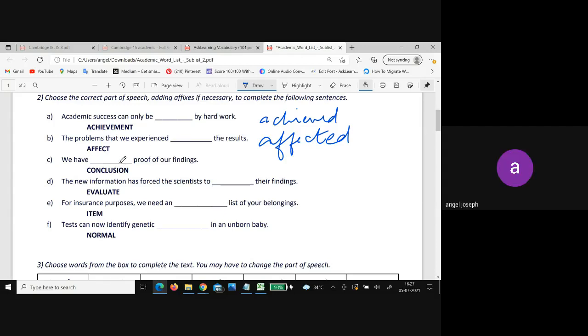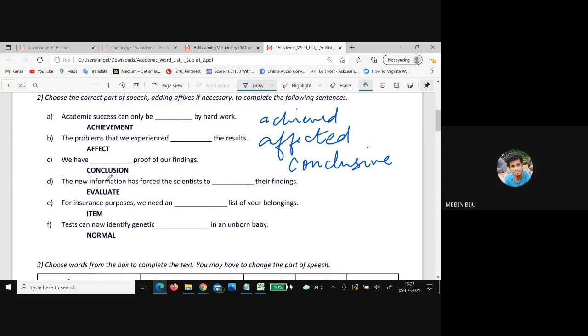It's a little difficult. Adjective form. Any other conclusive form? Very good. Conclusive. Okay, conclusive. Yes, that's the word that will come here. We have conclusive proof of our findings.